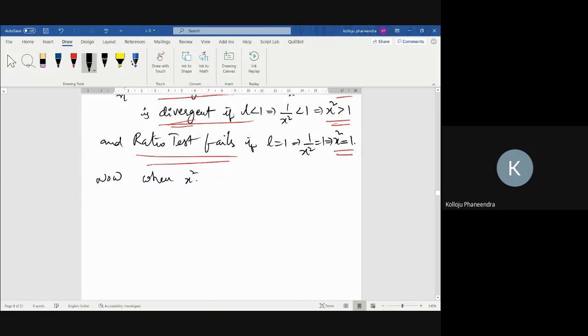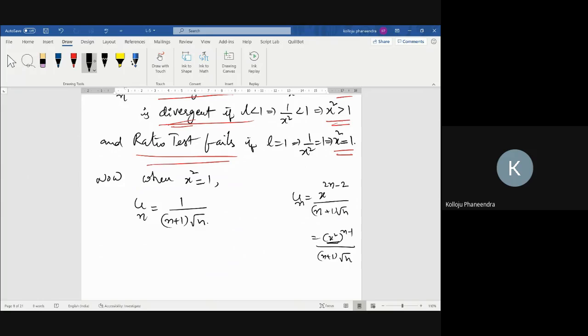When x square equal to 1, again begin. What is the nth term? When x square equal to 1, what is my nth term? X to the power of 2n minus 2 by, what is this? N plus 1 into root n, correct? I can write this as x square whole power n minus 1, correct? N plus 1 root n. And what is x square value? 1. Means what is this becomes? 1 by n plus 1 root n. Any doubts?